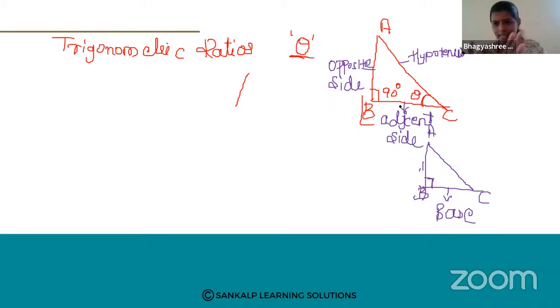Yes, in a right angle triangle, we get 3 sides. One is the adjacent side, another is the opposite side, and another is the hypotenuse, right? So now we are going to find out the trigonometric ratios. What do you mean by ratios? Ratios means comparison. That we know, right? So we are comparing two quantities, two sides.